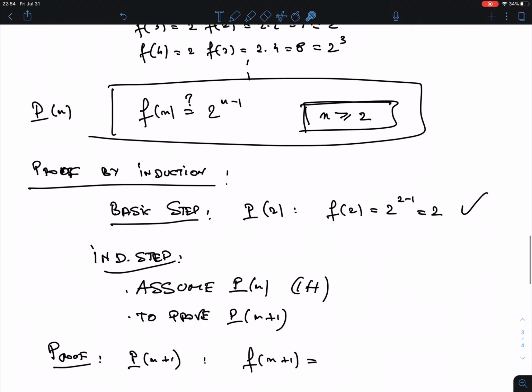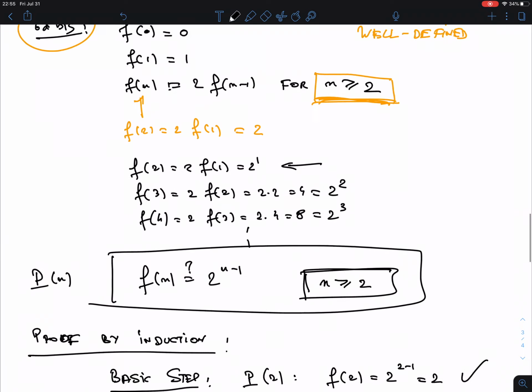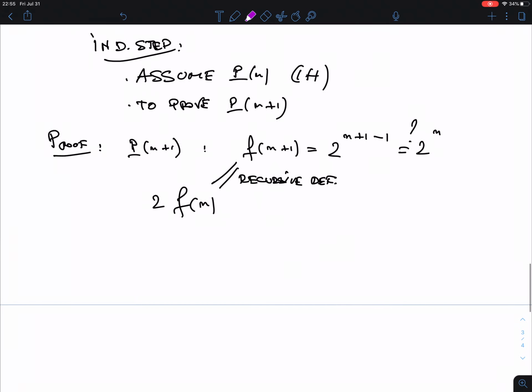subtract 1 from the index. That's the exponent of 2. So 2 to the power n plus 1, the index, minus 1, so 2 to the n. Is this true? Well, what do we know? F of n plus 1 we know is twice f of n. That is using the recursion. So this follows from our recursive definition. This is just using the recursive definition, let me put that in purple here. Okay, this is from the recursive definition that we used.